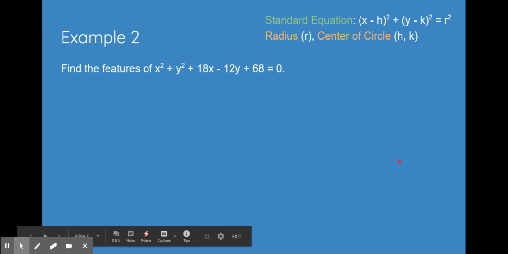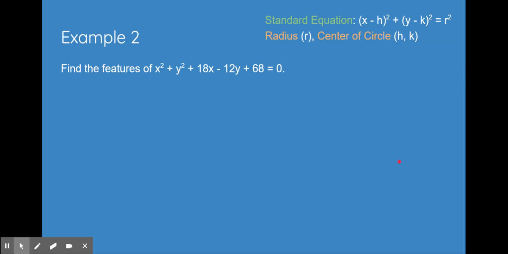All right, this is example number 2, same thing. Please pause the video and try it yourself first.